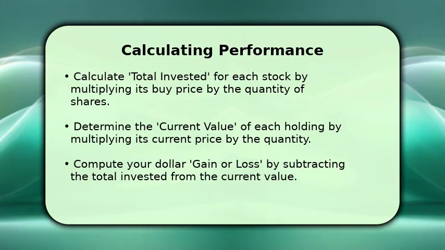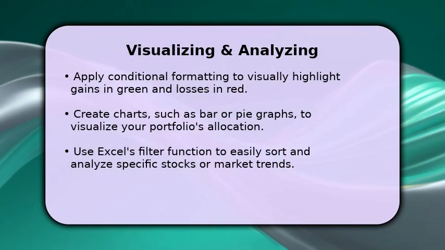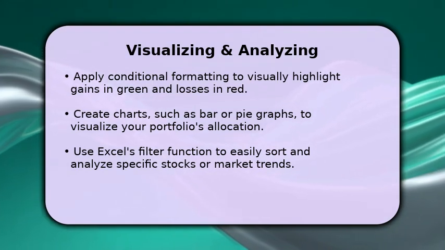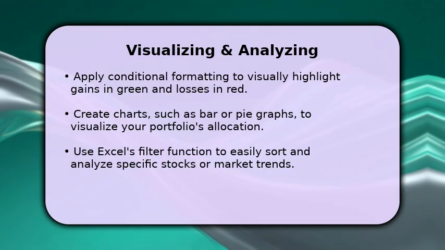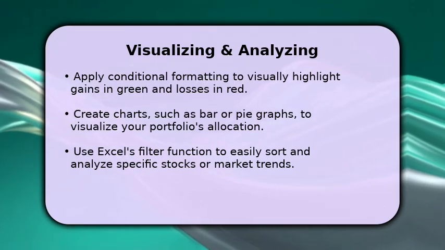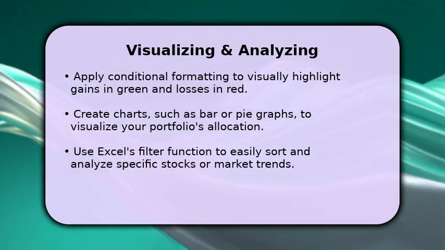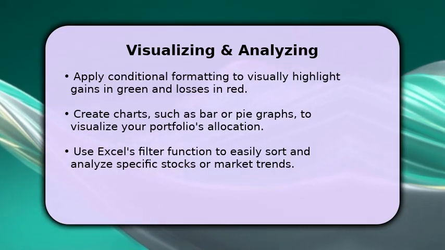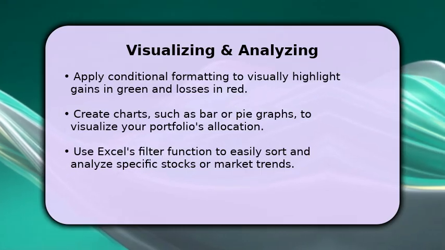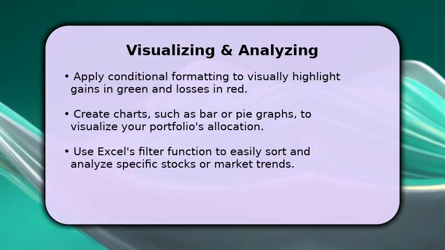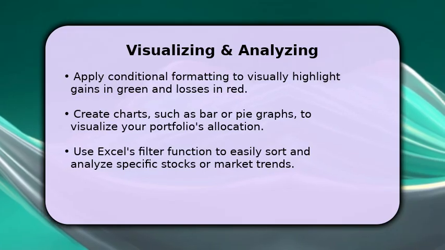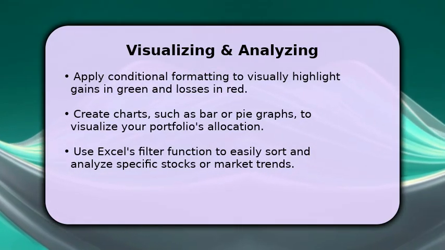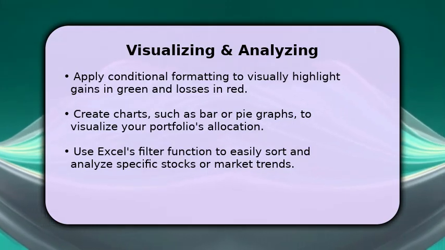clear performance overview. To make your portfolio easy to understand at a glance, let's add some visual elements. Use conditional formatting to automatically color cells green for gains and red for losses, providing instant insights. Consider creating a pie chart to visualize your portfolio's allocation across different stocks or sectors. You can also use filters to quickly sort your data, helping you analyze specific investments or identify overall trends in your portfolio's performance.